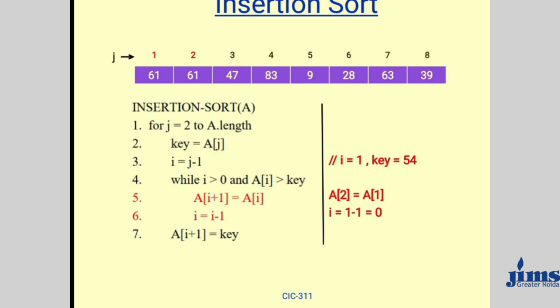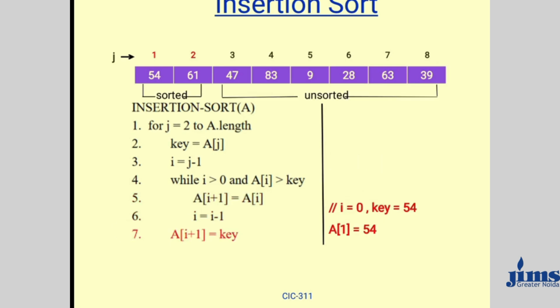Line number 5 will shift the value of 61 to the right-hand side. It will replace 54. And what about 54? It has been saved in one of the variables named key. So line number 5 is shifting 61 from index 1 to index 2. Since this process has to be continued, line number 6 will decrement the value of i, that is i equal to i minus 1. When it exits from this while loop, it means we have reached the leftmost position, or either the leftmost position or the position where A[i] is not greater than key.